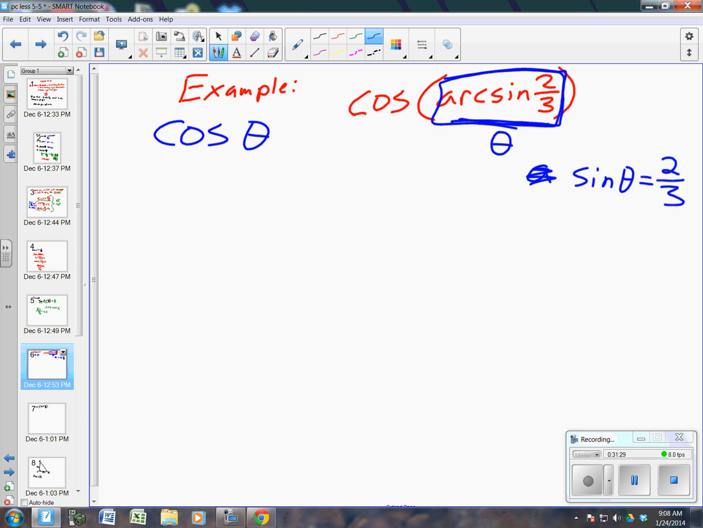Because remember, an arc sine, this is an inverse right here, right? And an arc sine represents an angle. So we're going to just replace it. We're going to rewrite it as sine of theta equals 2/3.